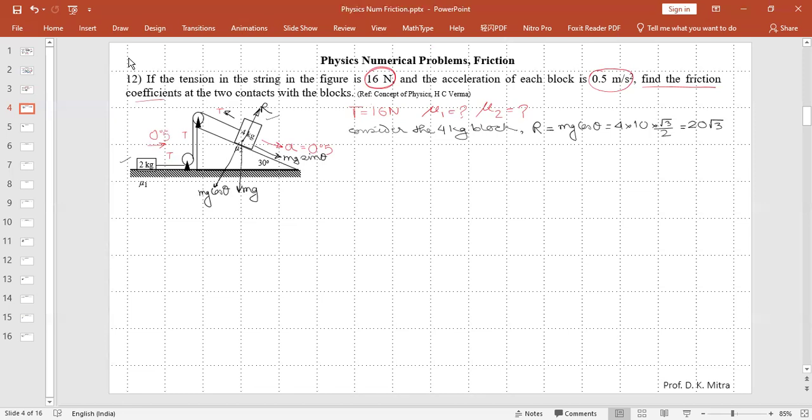When this body of 4 kg is sliding down, there is a frictional force F upward. This frictional force F is equal to mu into R; we have to find out the value of mu. This value is mu2, it is given in the picture. Mu2 into R, where R is 20√3.